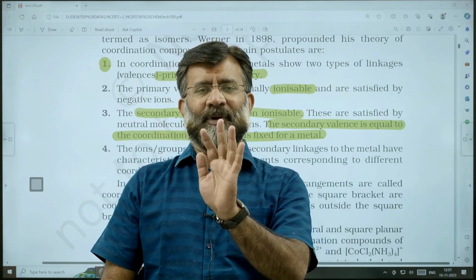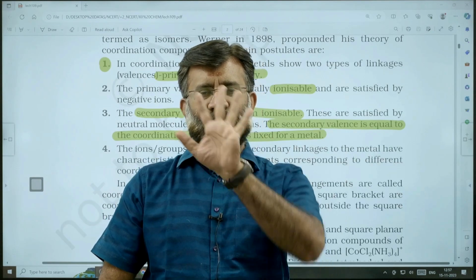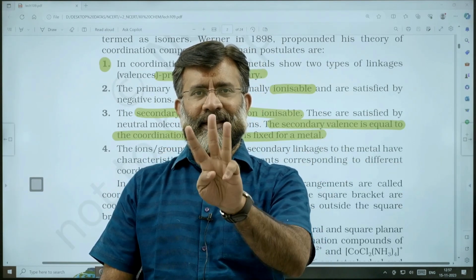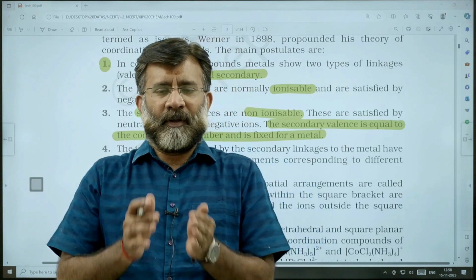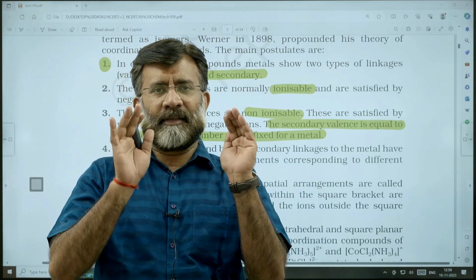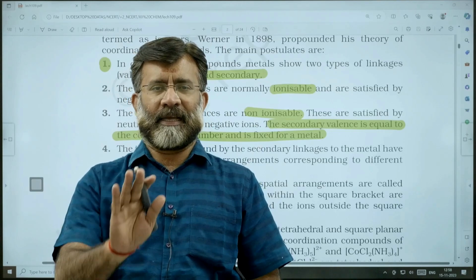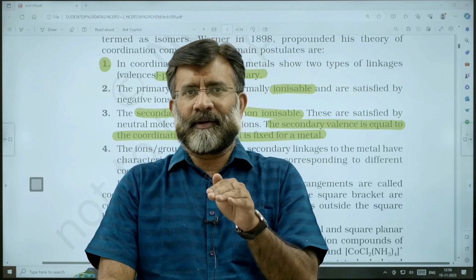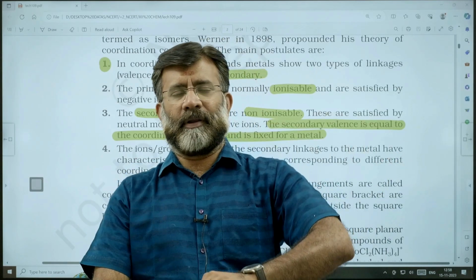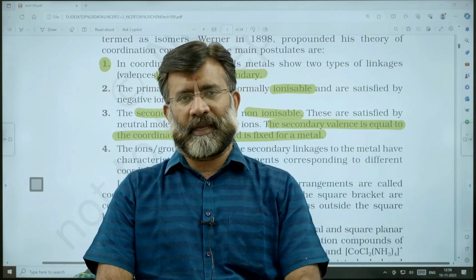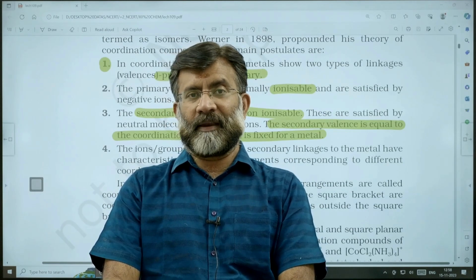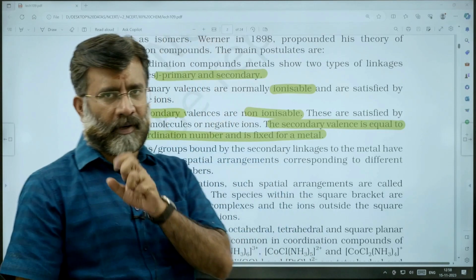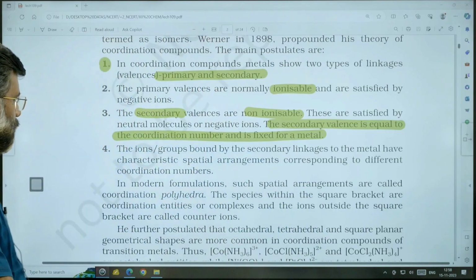So 6 ammonia, no chlorine. 5 ammonia, 1 chlorine. 4 ammonia, 2 chlorine. 3 ammonia, 3 chlorine. So to keep the secondary valency fixed at 6, as in the previous cases, you can see the number of chlorine introduced into the coordination entity from outside. So secondary valency is fixed. That is a main point established by Werner's coordination theory.